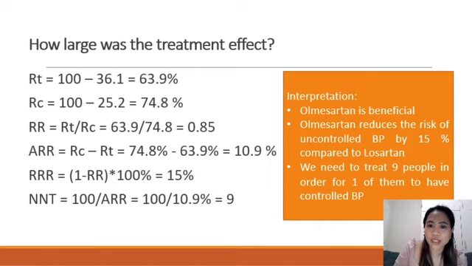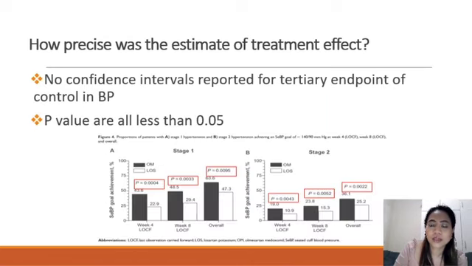Olmesartan is beneficial. Olmesartan reduces the risk of uncontrolled BP by 15% compared to losartan. We need to treat 9 people for one of them to have controlled BP as a result of the treatment. In assessing precision, it was noted that p-value for the outcome of interest were all less than 0.05.